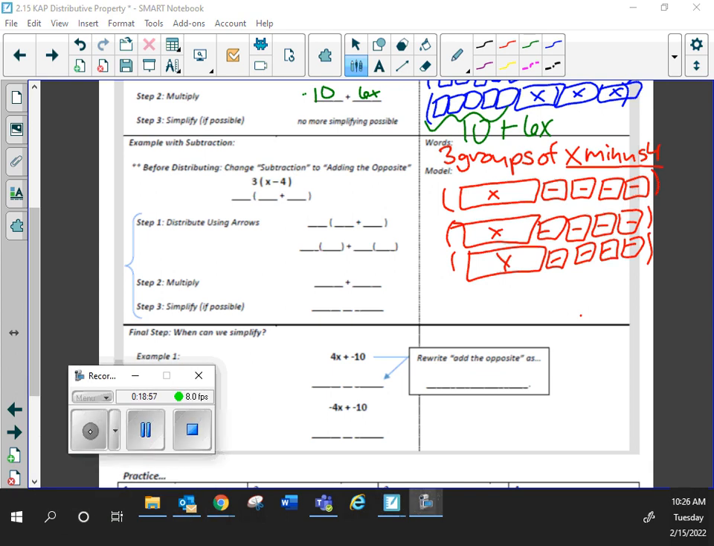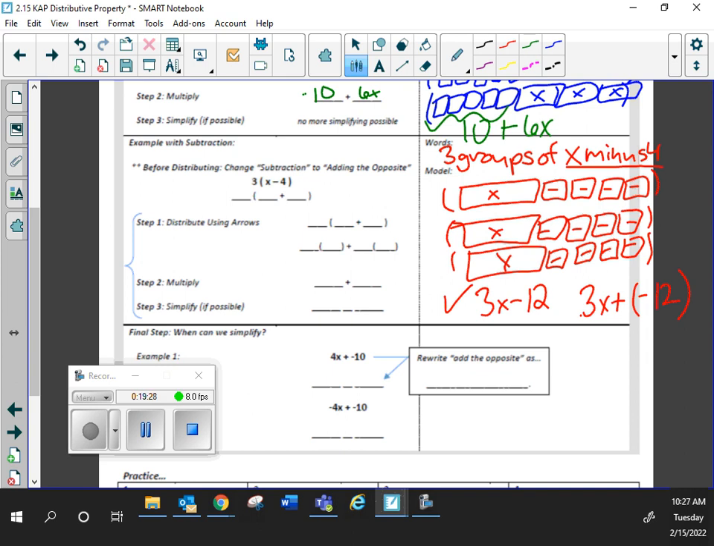All right, let's see. What do we have in total? How many x's do I have? 3x. And then there's 2 ways I could write this. I could say 3x minus 12, right? Because there's 3 groups of minus 4. Or I could say 3x plus negative 12. Those are the same thing. It means the same thing. They're equivalent. Okay? Technically, the more correct one is that first one. It's more simplified. But I would accept either one.